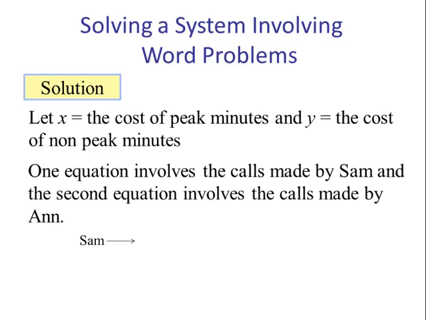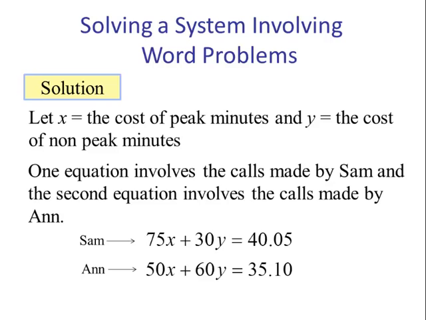So for Sam, we take the number of peak minutes, multiply that by x, and then add that to the number of non-peak minutes times y, and that will equal his total, which is $40.05. For Ann, we do the same thing. Take the number of peak minutes, multiply it by x, and then add the number of non-peak minutes and multiply that by y, and that will equal her total bill. So we have the system 75x plus 30y equals 40.05, and 50x plus 60y equals 35.10.